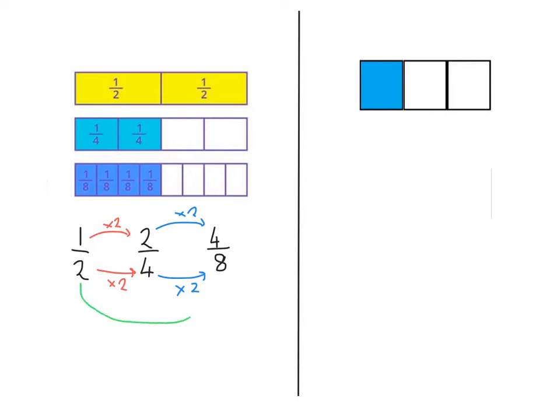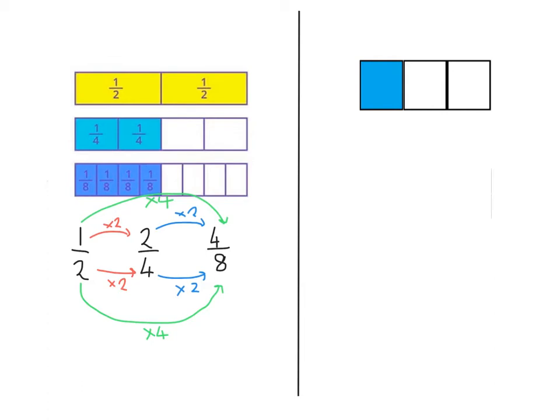I could also do it here. So how did I get from 1 to 4? I times by 4. How did I get from 2 to 8? I times by 4. If you've done the same to the top and bottom, they are equivalent fractions. Just have a look at one more.